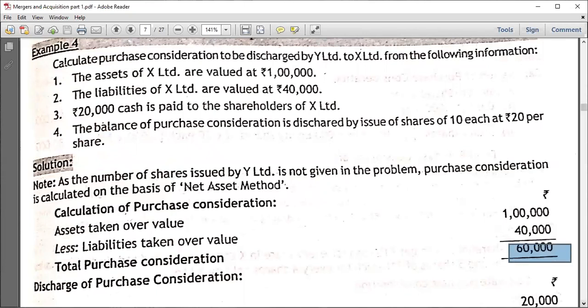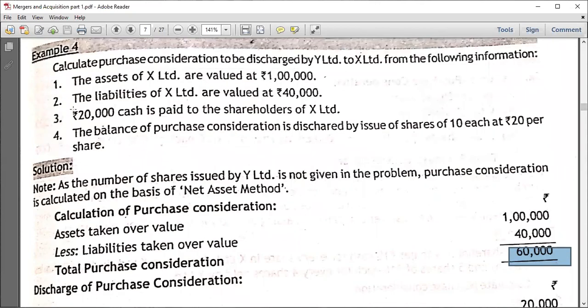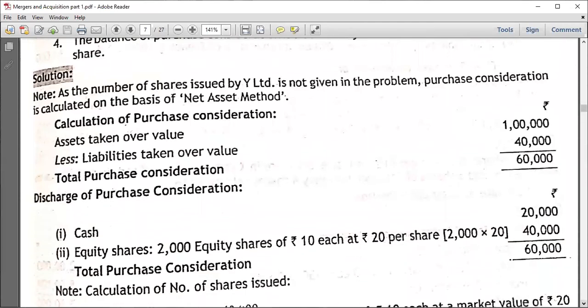Okay. Total purchase consideration. Next, discharge of PC. How are we going to make the payment? Out of 60,000, look here, 20,000 is being paid in cash, and the balance, 60 minus 20, is how much? 40,000. To be discharged by issue of equity shares of rupees 10 each at rupees 20 per share. What you need to do? See, 40,000 divided by the value of one share, which is 20 rupees. 40,000 divided by 20 is 2,000 shares. 2,000 into 20 rupees will be 40,000. The discharge of PC will be 60,000. Okay, I think you understood both the methods clearly.